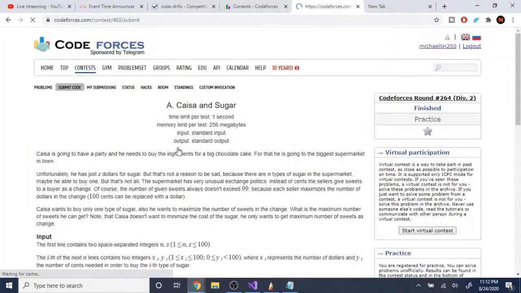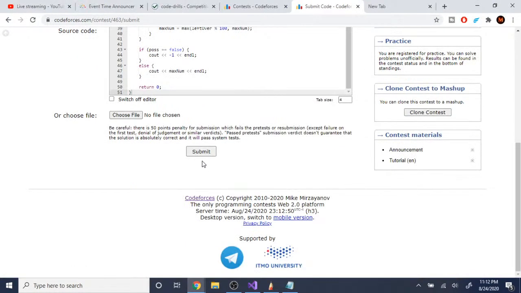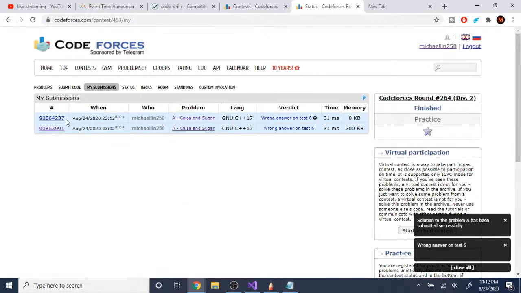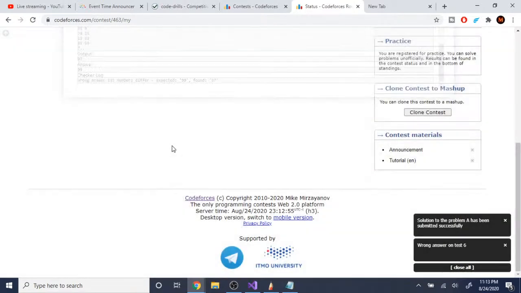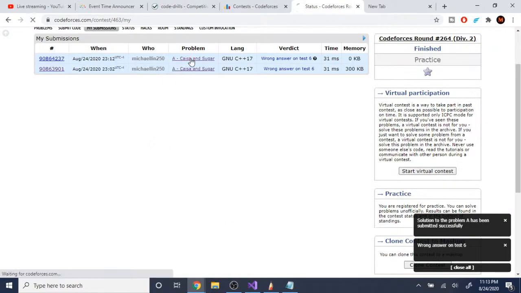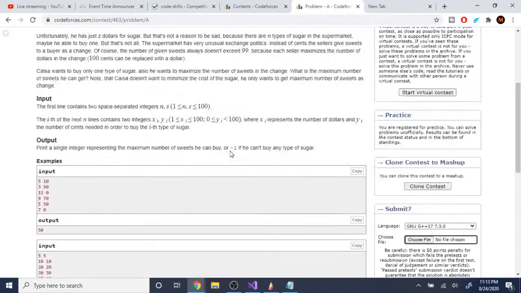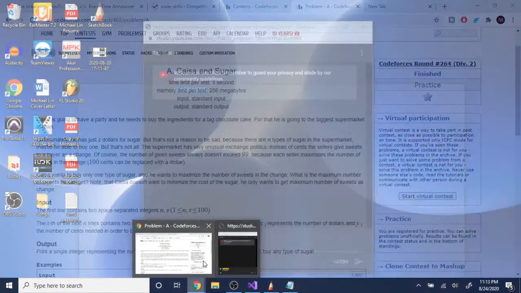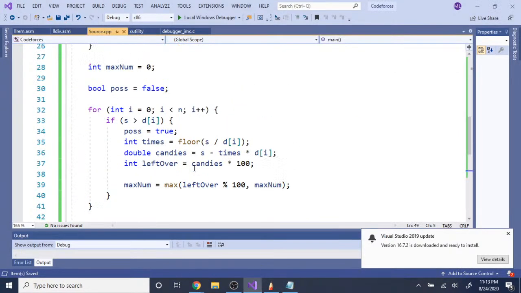If that doesn't work, we're just going to look at the editorial. Okay, so this still doesn't work. Floor is not working. Let's keep trying. It's a good thing if you keep trying. If you keep trying, you'll be able to figure it out. I am a little bit tired right now, so bear with me.